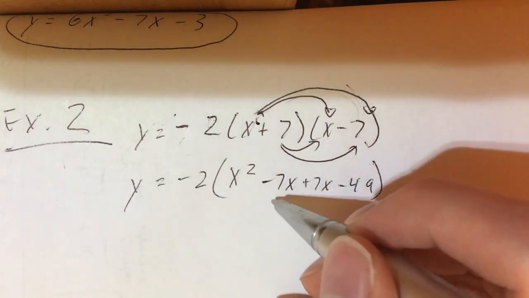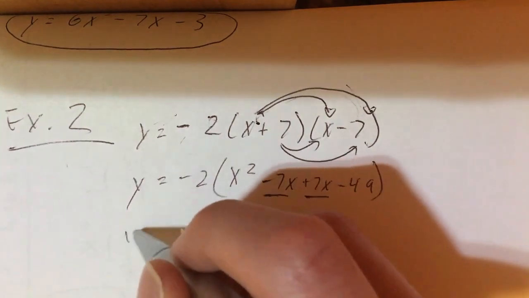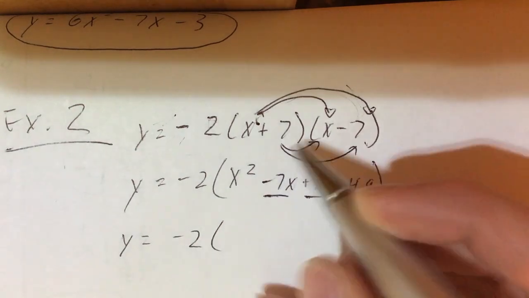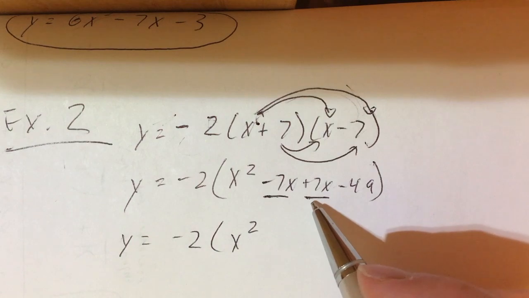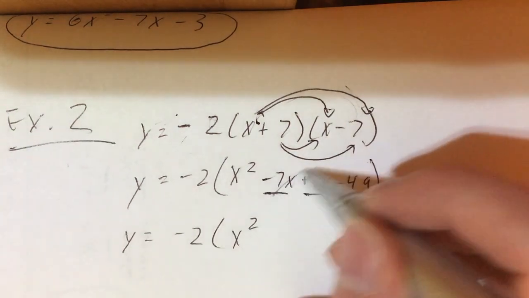I'm going to combine like terms right now. Negative 7x and a positive 7x. Well, when we do that, we'll obviously drop down your x squared, and your negative 2 in the front. Negative 7 and positive 7, well, that's going to be just 0. So really, these two cancel out.